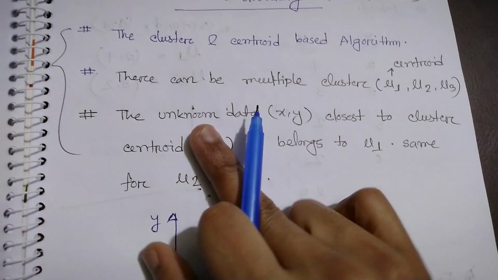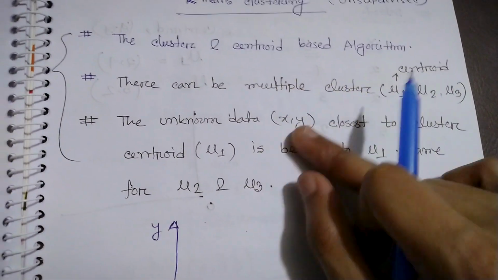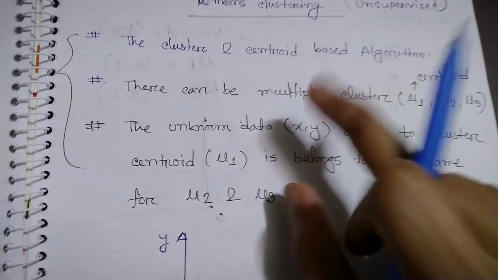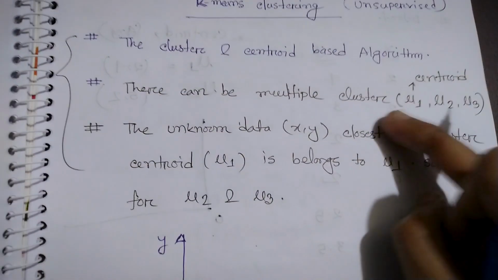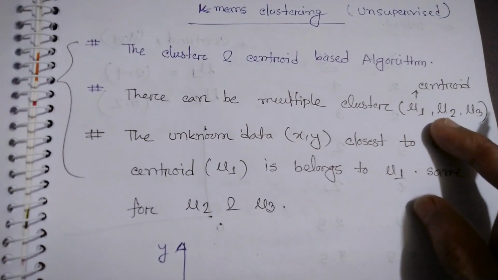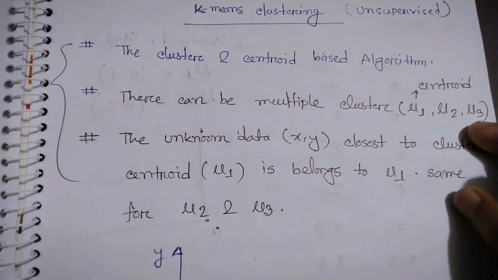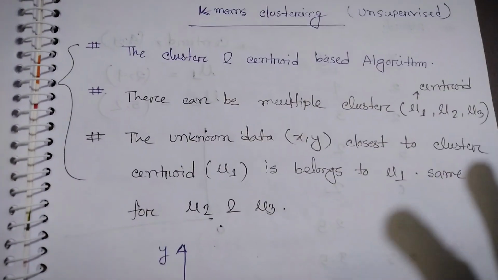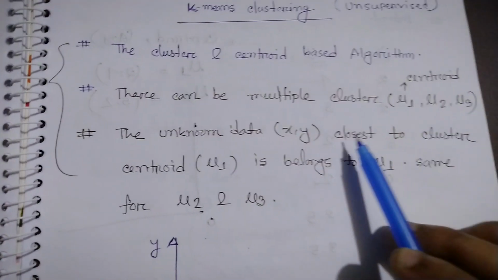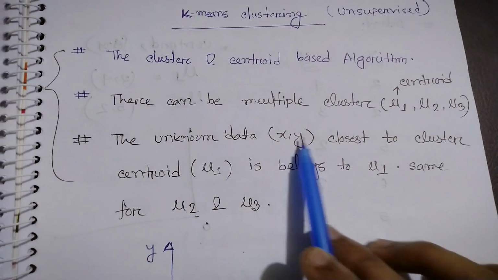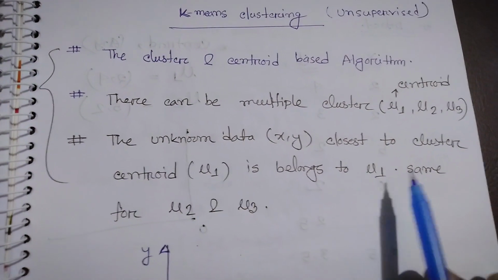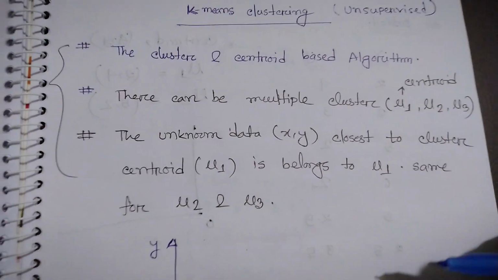Now you need to find, this is your unknown data, this is your test data, the thing that you need to identify: which cluster does this test data belong to? Does it belong to the mu1 cluster, or the mu2 cluster, or the mu3 cluster centroid? This is the thing that you need to identify in this algorithm. So this is the main thing. The unknown data point that is closest to the cluster centroid mu1 belongs to mu1.